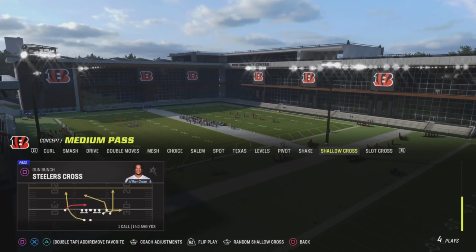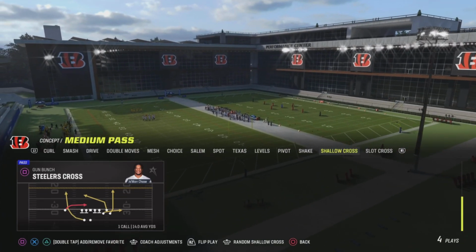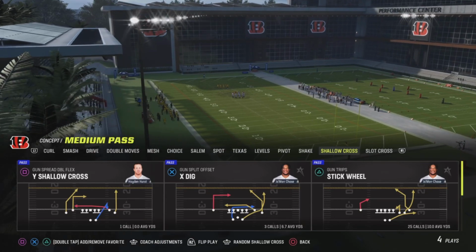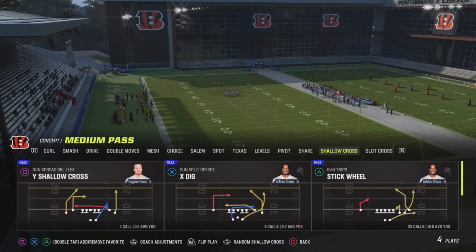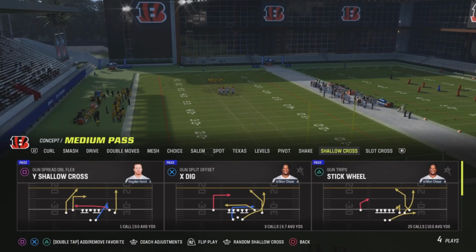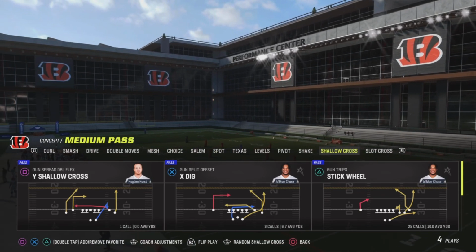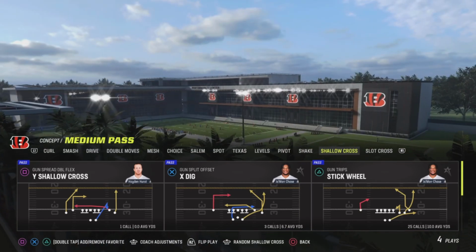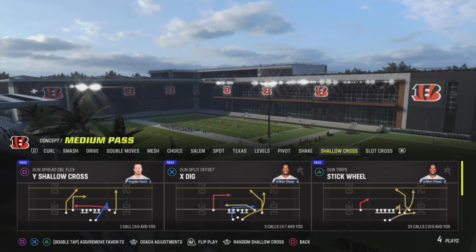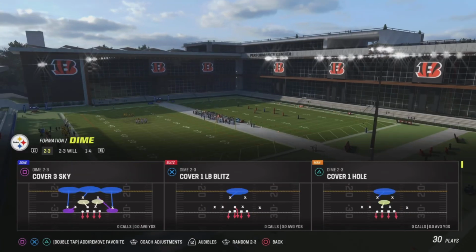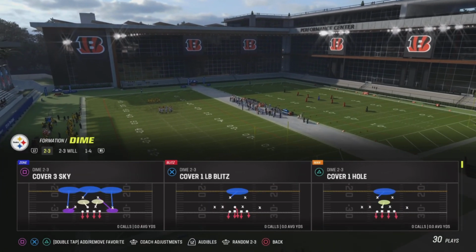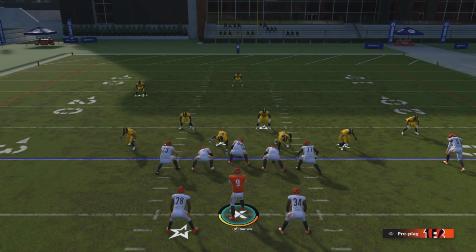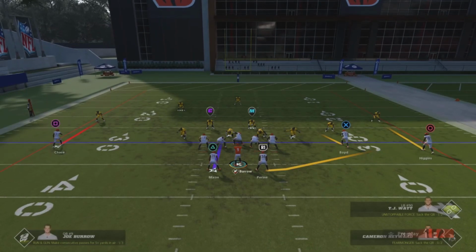Okay, it's a one-man concept here. Basically, you have one man running a crossing route. He's going across the QB's face, less than 5 yards. Now, because there's only one man doing it, this ideally gives you the most potential in layering up your receivers around him. Go random. So that could be fun.